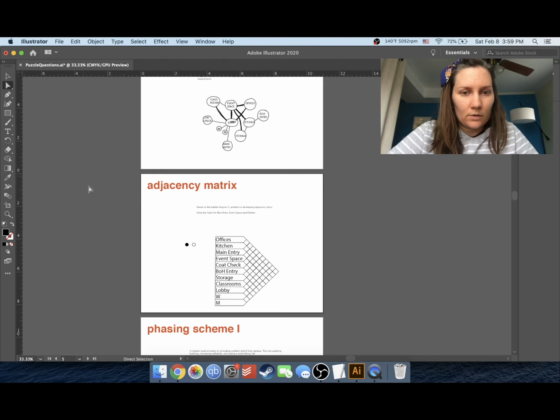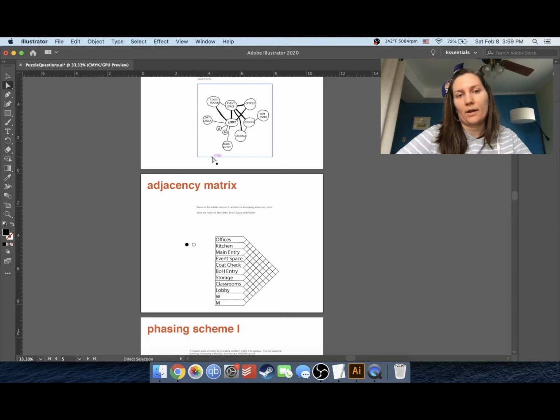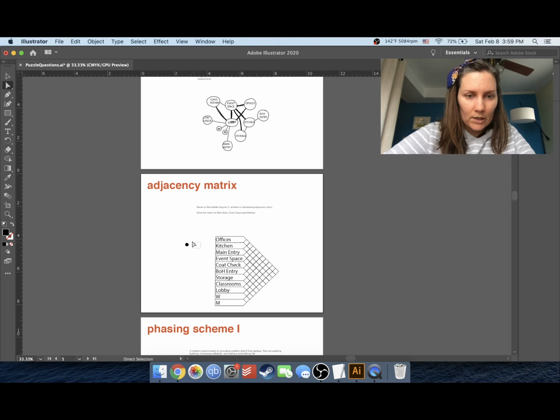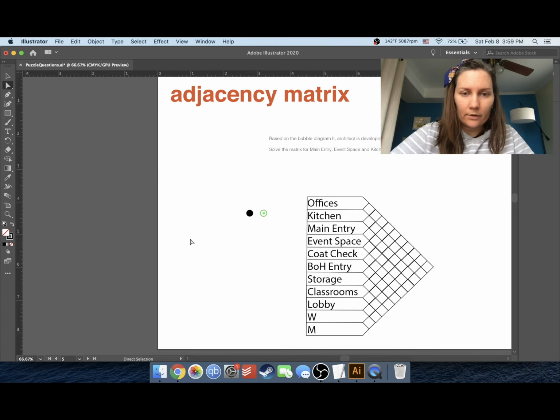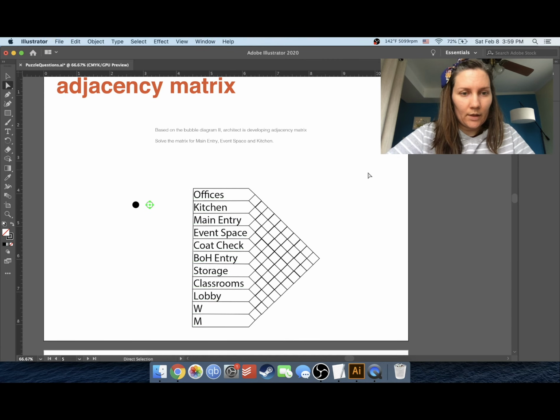Okay, so let's look at this. Main entry is not required to have immediate adjacency to lobby, and that's the only room that it's connected to. So we're going to be taking this one, I guess I should be going back and forth here, copy pasting it, and it's going to be lobby, main entry, right there. Is that right? Yep, that's right.